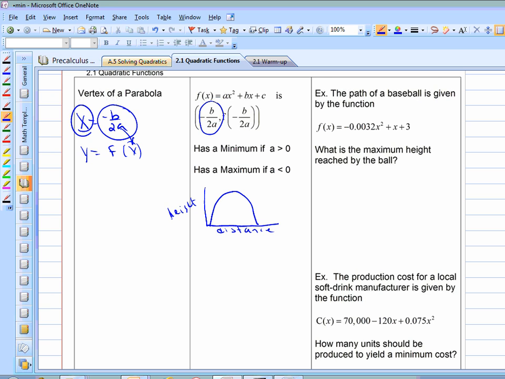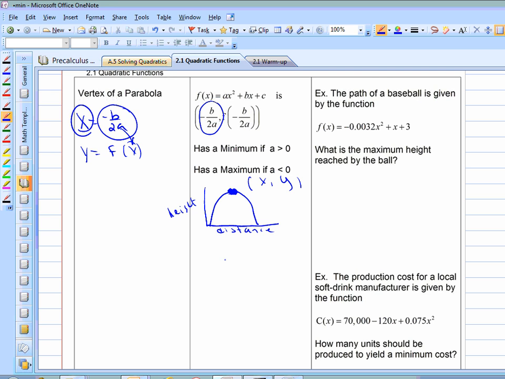And that would be the height above the ground. All right, let's see what it's asking. It says, what is the maximum height reached by the ball? Well, max would be the vertex. We have ways to find the vertex. The vertex is going to be an ordered pair, x and y.